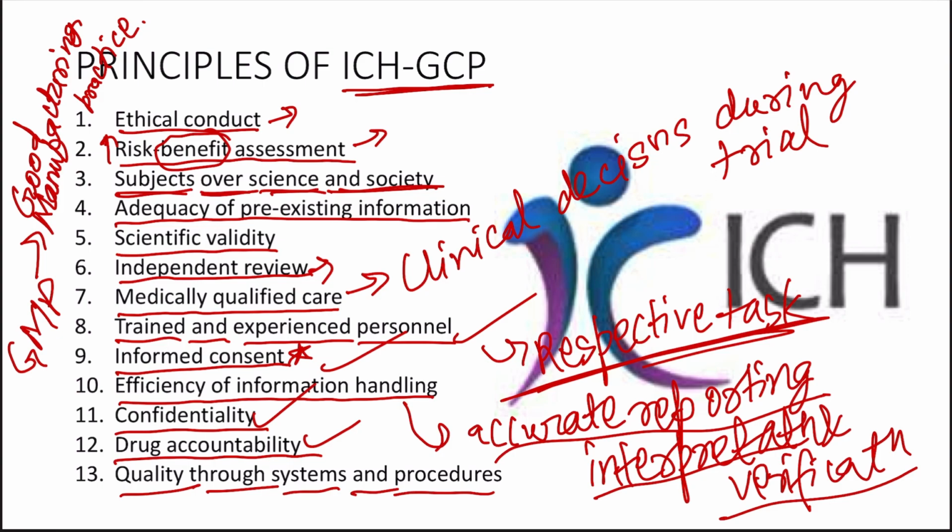Next is quality through the systems and procedures. The systems with procedures that assure the quality of every aspect of the trial should be implemented in the trial. That is the main point with these 13 principles.